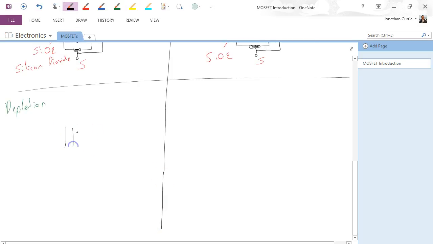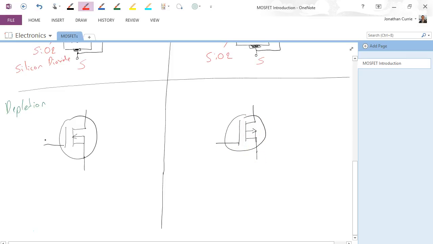Depletion mode symbol looks like this for the N channel, and for the P channel it looks like that. Gate, drain, source, gate, drain, source. These are known as D MOSFETs because of the depletion mode. So this whole row is a D MOSFET. This is a P channel, noting the only difference between them is the arrow direction.